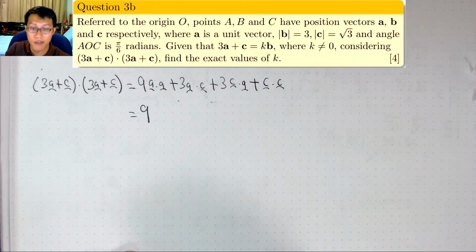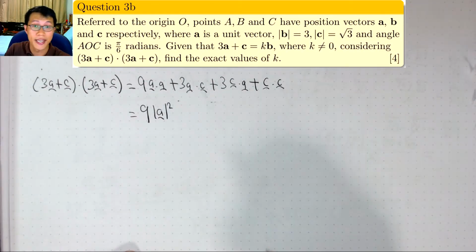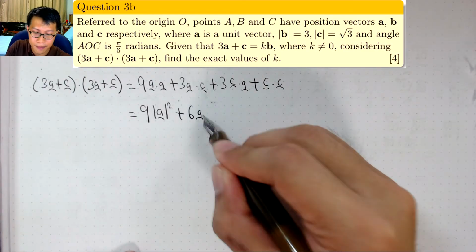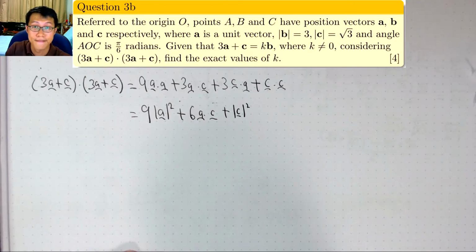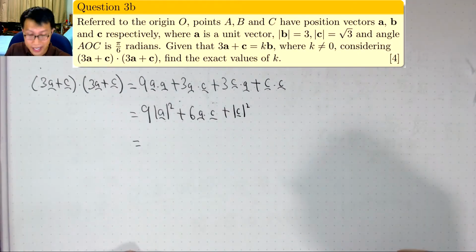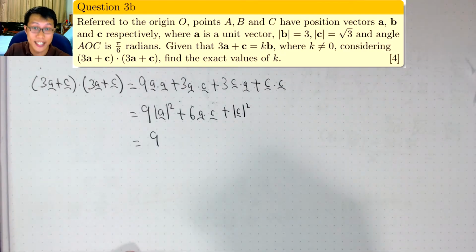A dot a, we have the formula mod a squared. A dot c is the same as c dot a. So 3a dot c plus 3c dot a gives us plus 6a dot c. And c dot c is mod c squared. We are told that a is a unit vector, so mod a is 1. So 9 mod a squared gives us just 9. Plus 6, we apply the dot product formula.